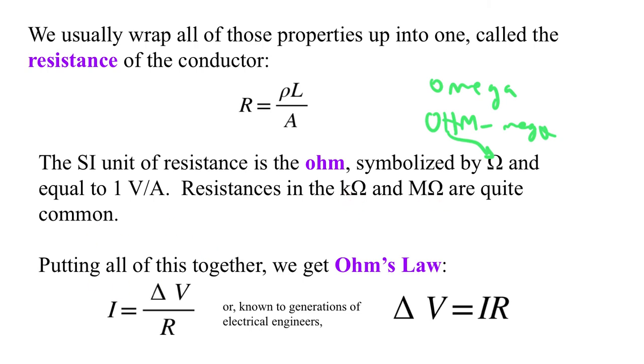Putting all of that together, we get what's called Ohm's law, which is why it's called the ohm, which is that the current is the voltage divided by the resistance. It's known by engineers for generations as delta V equals IR. Or usually, in fact, most engineers don't even have the delta, and they just say the voltage drop is IR.